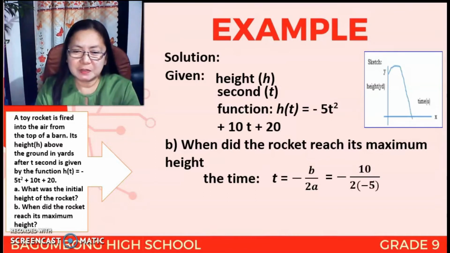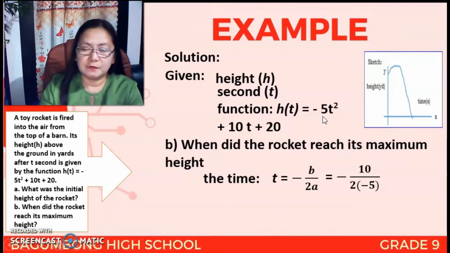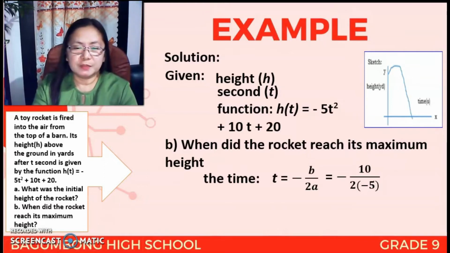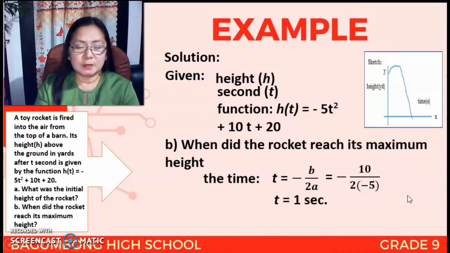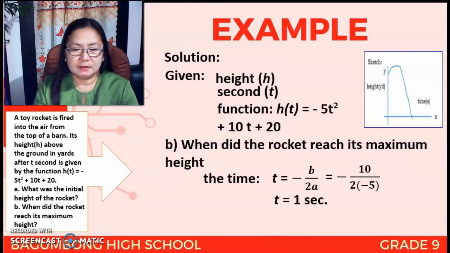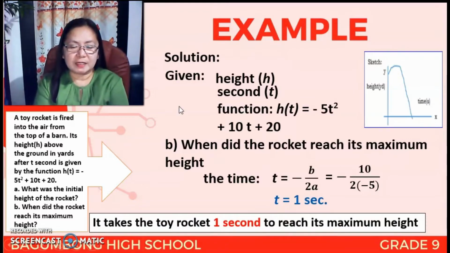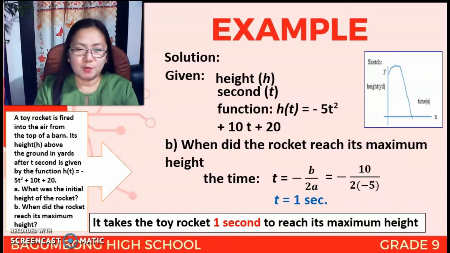So, substitute the value of b, which is 10. That is the coefficient of the linear term in our quadratic function. And divide it by 2 times the value of a, which is negative 5. In negative 5t squared, the coefficient negative 5 is the value of a, the coefficient of the quadratic term. So, simplify: negative 10 divided by 2 times negative 5 is equal to positive 1. So, time is 1 second. So, it takes the toy rocket 1 second to reach its maximum height.